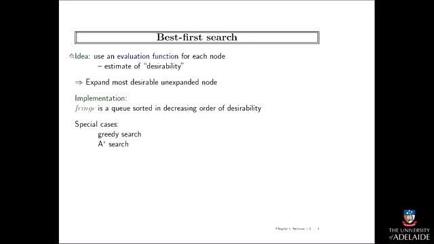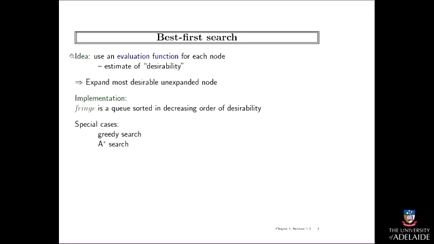So the idea in best first search is to use some kind of evaluation function to say, how close am I to the goal if I am at a particular node? And so we'll expand the most desirable node, the most desirable unexpanded node, at any particular moment. So that's this point up here. We're going to expand the most desirable unexpanded node. And in implementation, the fringe is just a queue again, but it's a queue sorted in decreasing order of desirability.